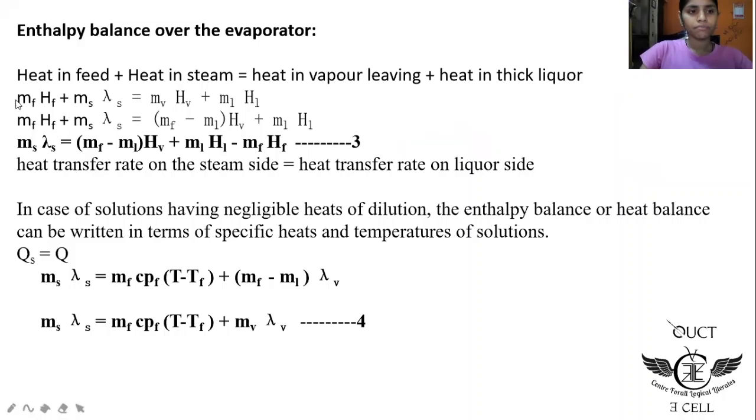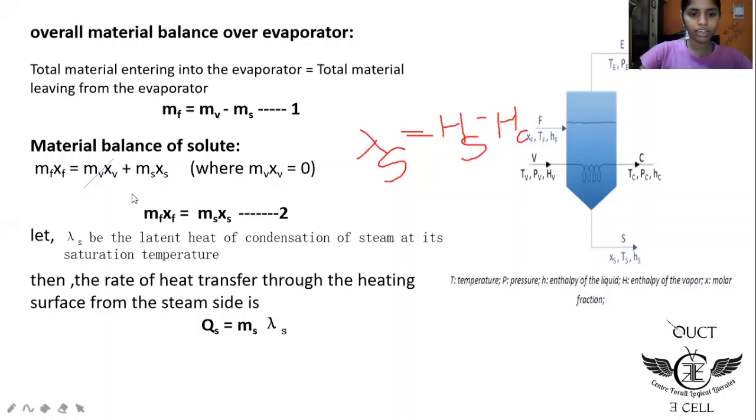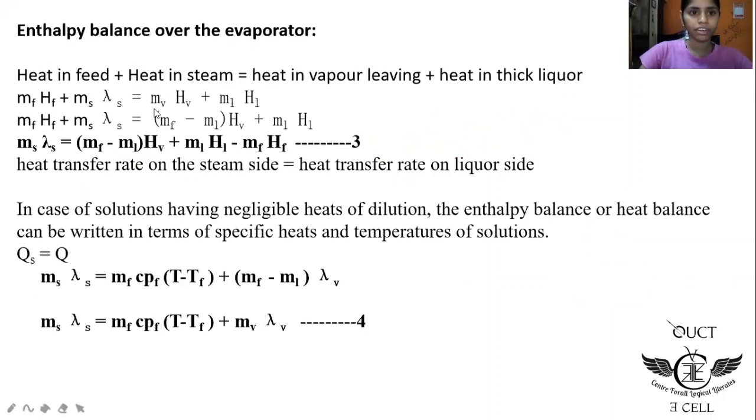So heat in the feed is MF HF, where HF is the enthalpy and MF is the mass. As before, we have considered that the heat transfer through the heating surface from the steam side, that is QS, we write as MS lambda S. Same thing we have written here, heat in steam is MS lambda S. Whereas in the vapor it is MV HV plus ML HL, where this is the thick liquor discharge and V is the vapor.